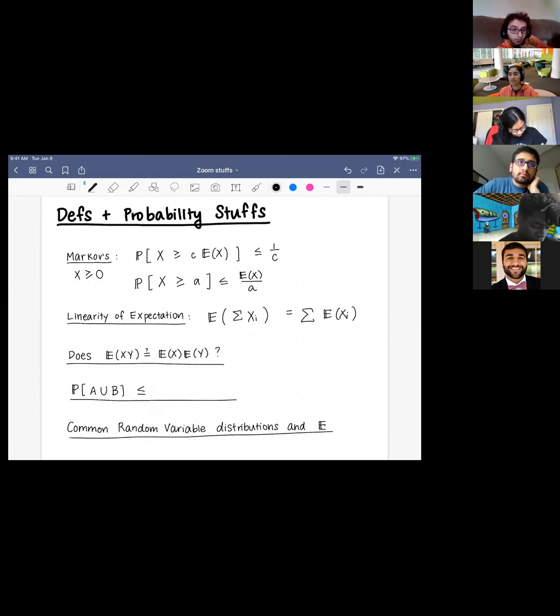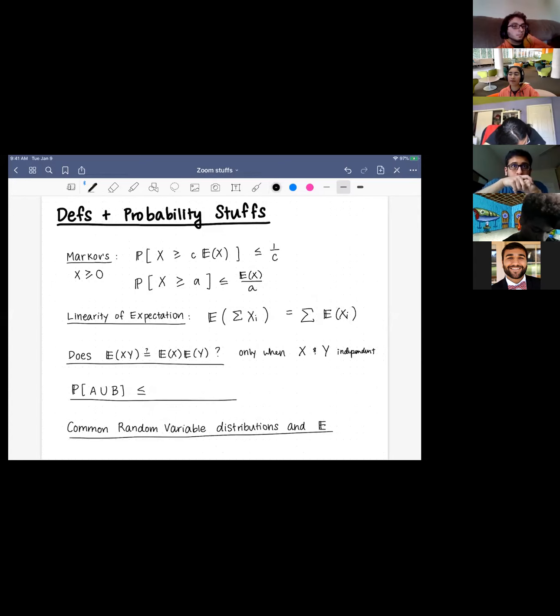That's pretty useful. Is it true, kind of the same thing, but for products? So if the expectation of the sum is the sum of the expectations, is it true that the expectation of the product is the product of the expectations? Okay, seeing some no's. Yes, this is not necessarily true, but it could be true. And thanks, Nikita, she said it's true only when x and y are independent.